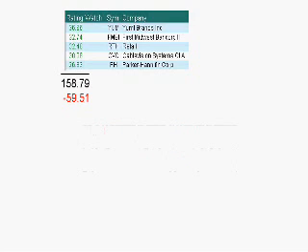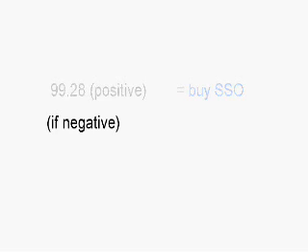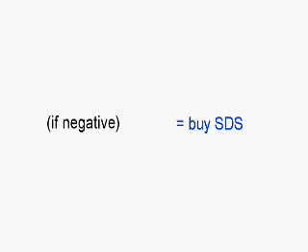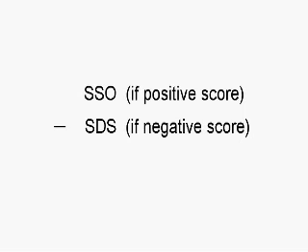Now add that to what we just did, add those together, and you come up with, in this case, plus 99.28, which is positive. In which case the market will probably rise, so you buy SSO. Now if that score were negative, you would have bought SDS. It's really that simple. So to repeat, SSO if positive score, SDS if negative score.